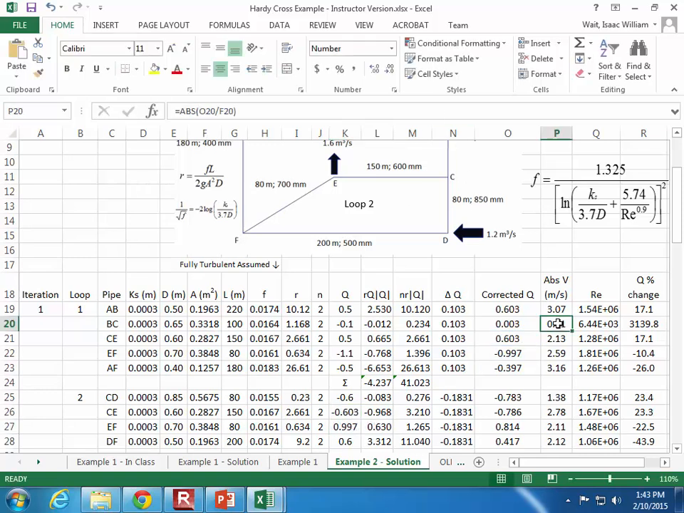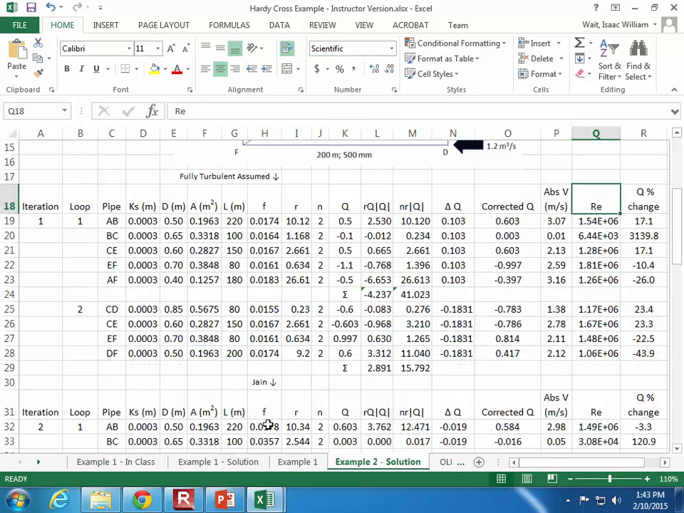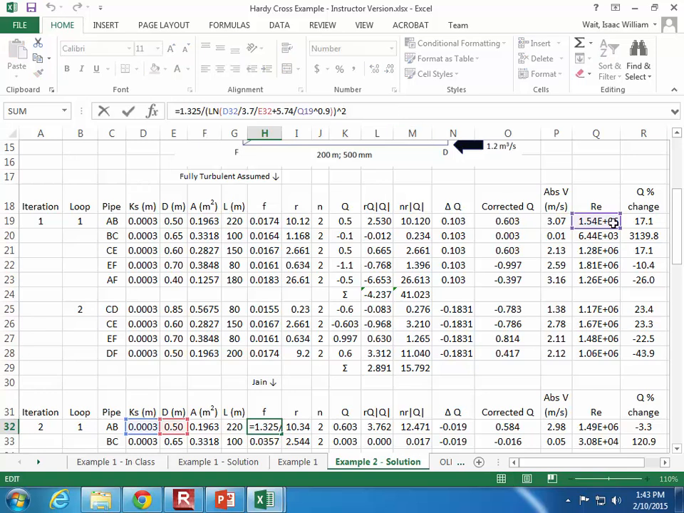Now, why am I bothering with these columns of absolute value, absolute velocity, Reynolds number? These two columns are really just to make it easier to solve the Jain equation in the next step. Because if you look at my Jain equation over here, I'm referencing the Reynolds number from the previous iteration. That's why I went to the trouble of calculating Reynolds number over here. It was just as a tool for my next step.